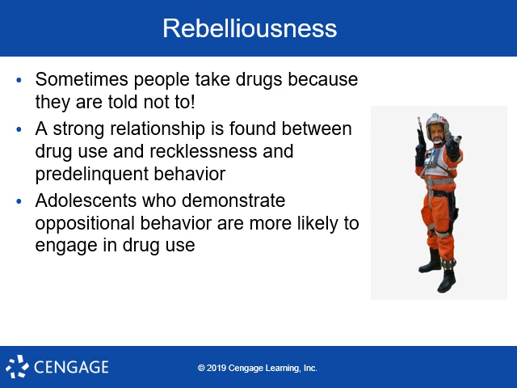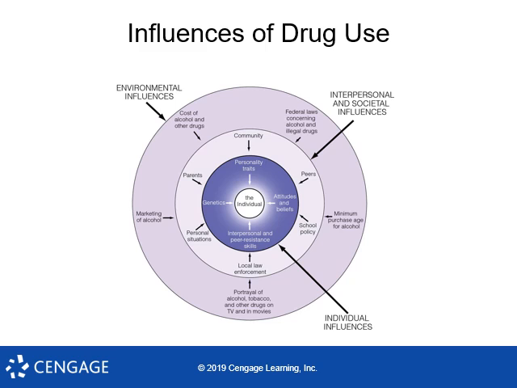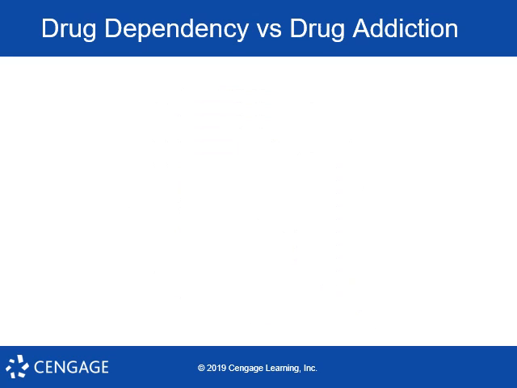Adolescents who demonstrate oppositional behavior, which is an actual medical diagnosis called oppositional defiant disorder, are more likely to engage in drug use. And again, is that more of a chemical, biological thing in their brains, or is it because of their living and social circumstances? It's kind of hard to tell. So as you can see, there are many different influences, many factors that contribute to drug abuse. No one factor can speak for all.